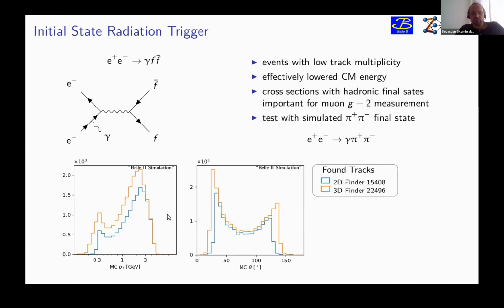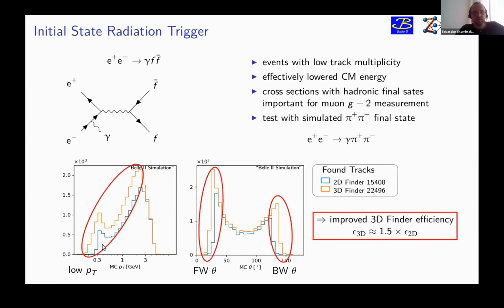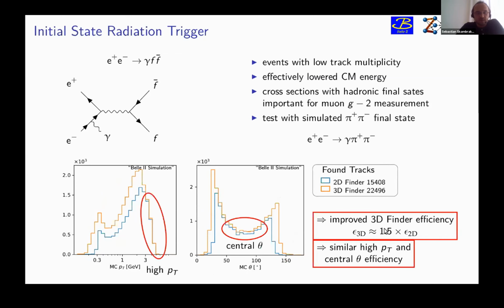And here you see two distributions for the transverse momentum and the polar angle. And you see especially here in the low pT region that the 3D finder, this is in orange, has a larger efficiency than the 2D finder, and the same is in the forward and backward region, where you have an improved efficiency with the 3D finder. In total, this makes about 1.5 times the efficiency of the existing 2D finder. At the same time, there is no loss of efficiency in the high pT region and in the central region.